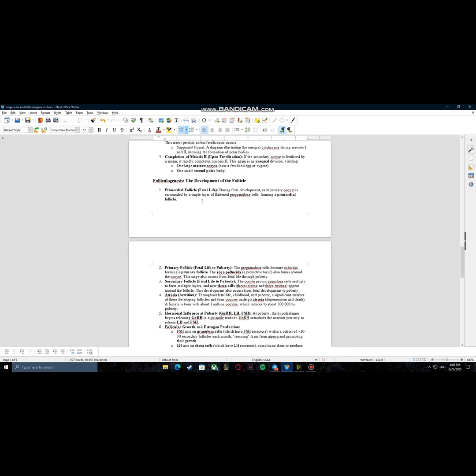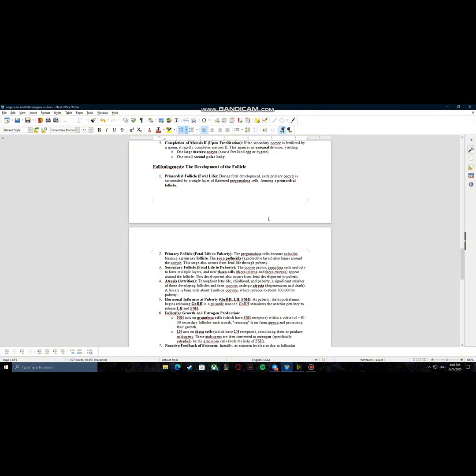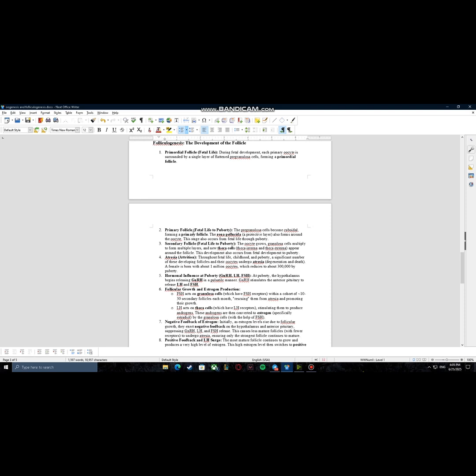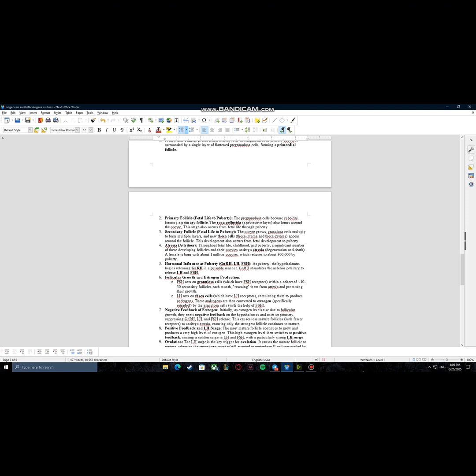Folliculogenesis is the development of the follicle. Primordial follicle in fetal life: during fetal development, each primary oocyte is surrounded by a single layer of flattened pregranulosa cells, forming a primordial follicle, as we explained. The primary follicle, from fetal life till puberty: the pregranulosa cells become cuboidal, forming a primary follicle. The zona pellucida, a protective layer, also forms around the oocyte. This stage also occurs from fetal life till puberty.